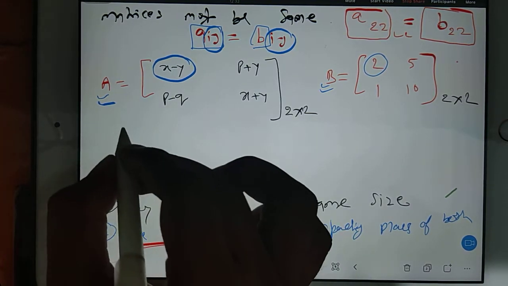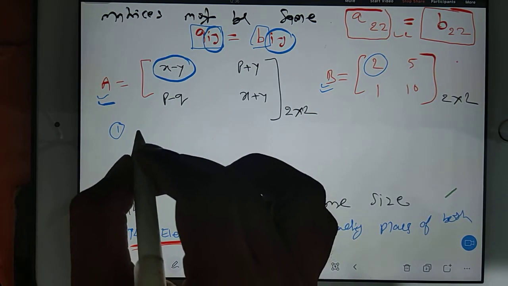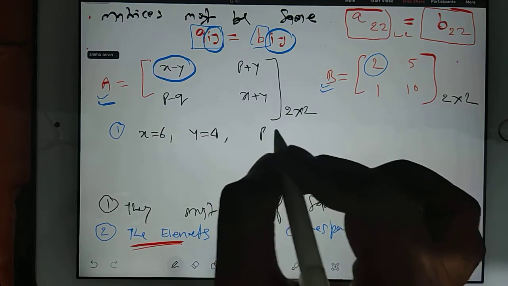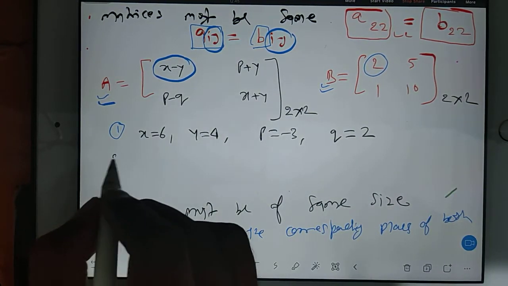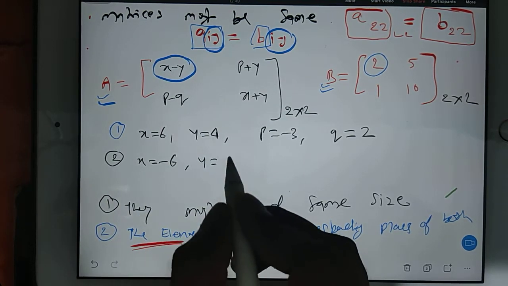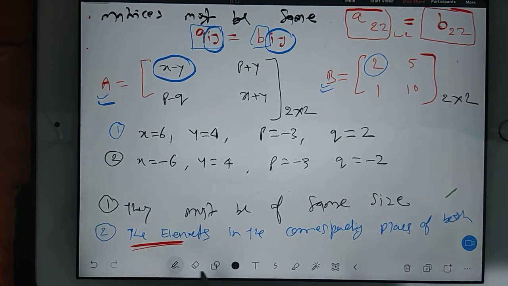So I am giving a set of answers. First answer for the x, y values: x is equal to 6, y is equal to 4, p is equal to -3, q is equal to 2. Now second set of answers: x is equal to -6, y is equal to 4, p is equal to -3, q is equal to -2.